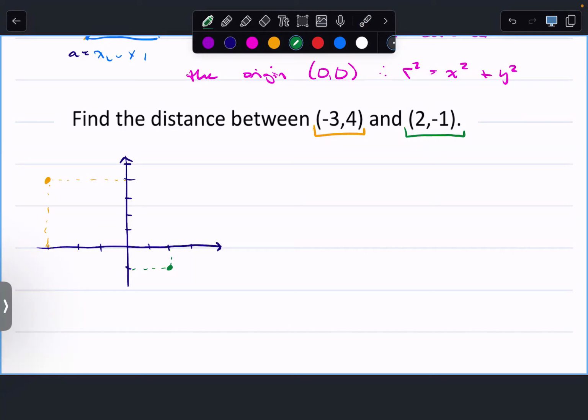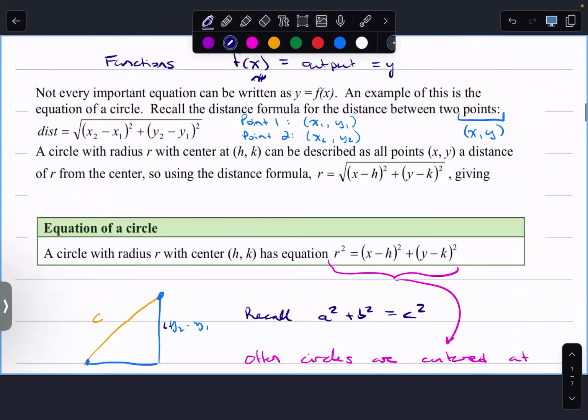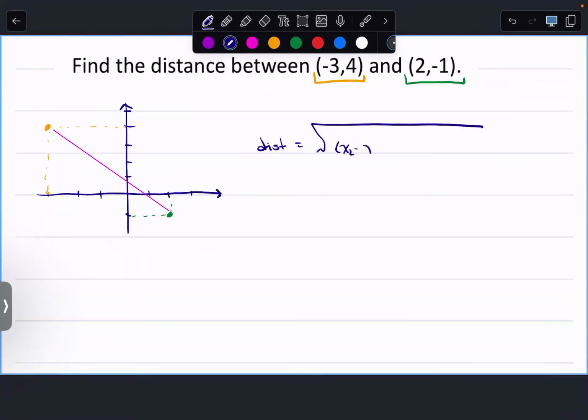I want to find the distance between these 2 points. So I'm going to draw that here. Let's see if I can pull this off. There. That's the distance that I want to find. Using a squared plus b squared equals c squared, you can find that distance. But let's use the formula instead and see. The distance is the square root of, I think we did x2 minus x1, plus y2 minus y1.